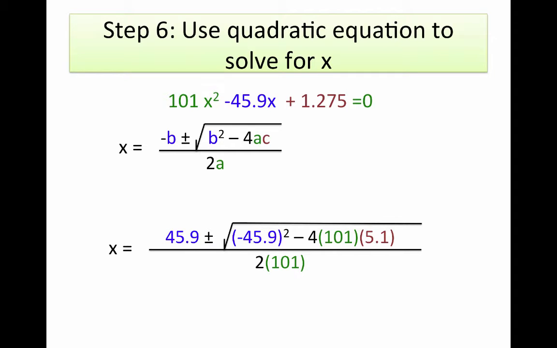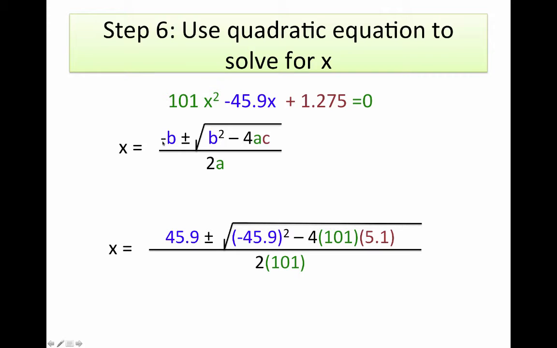So at the top here we see the expression that we derived earlier: 101x squared minus 45.9x plus 5.1 equals 0. And below that you see the quadratic equation. Okay, so let's look at what this would work out to be. We have x equals... 45.9 is b, right? That's the coefficient of x. So actually that coefficient is minus 45.9.